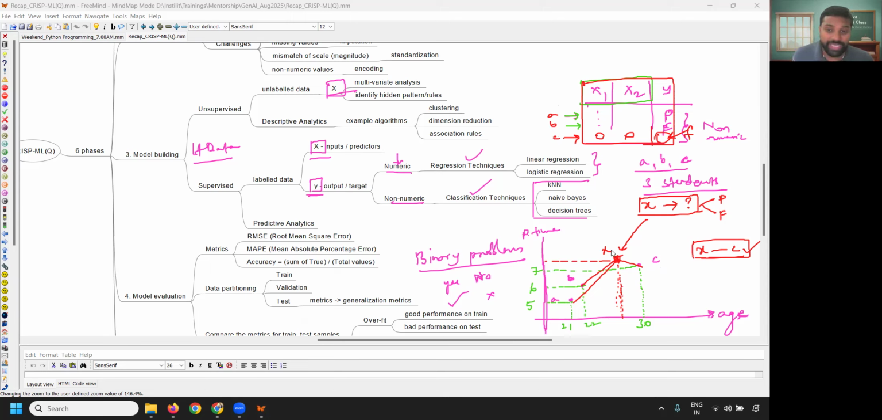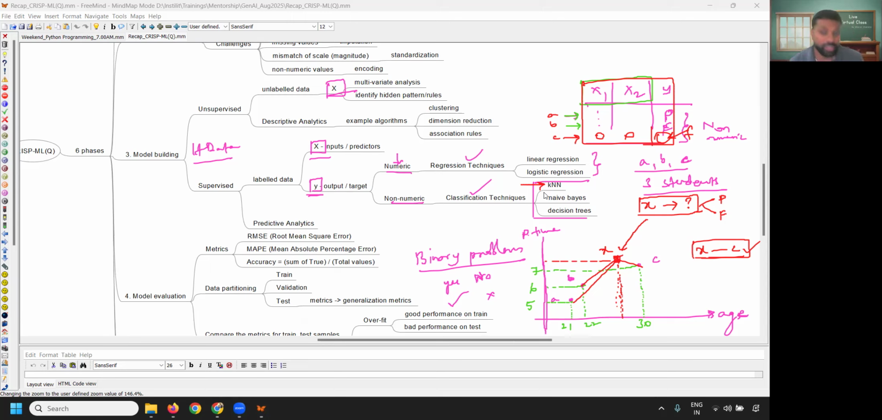That means X also will have more chances of failing the exam. Why? Because X and C are close to each other. Their features are close to each other. That means their outcome also will be similar compared to A and B. Making sense? Yes, sir. This is what KNN is all about, right?